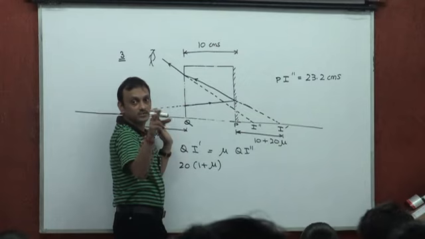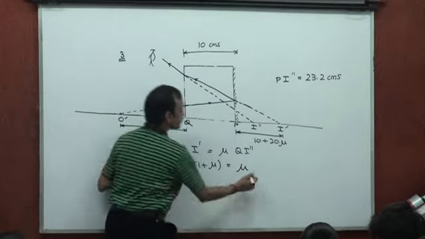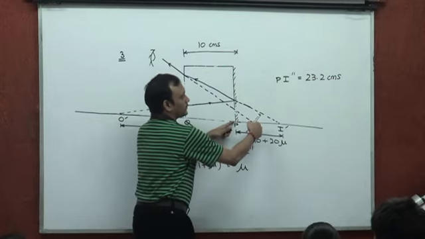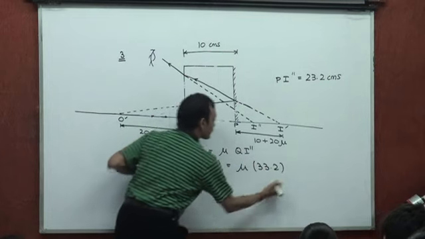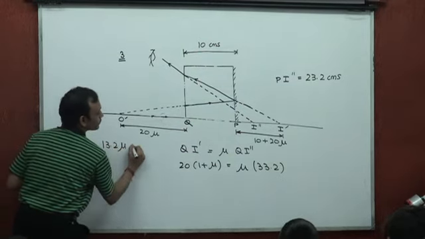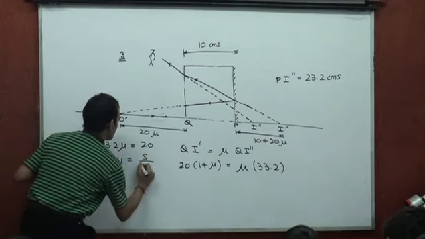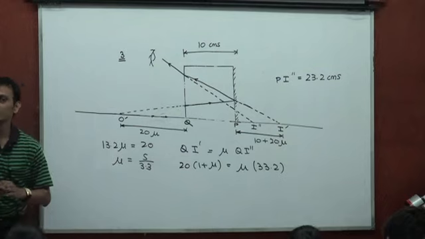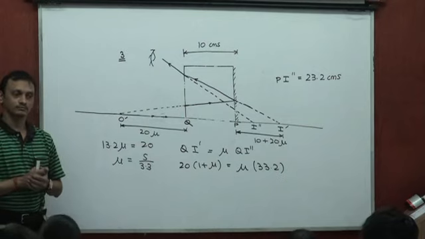Saurabh, did you not understand? Okay, 20, and then this must be mu times QI double prime, which is 10 plus 23.2, 33.2. So we clearly have 13.2 mu equals 20, mu equals 50 by 33. 50 by 33 is the mu, the refractive index of the material of the glass slab.